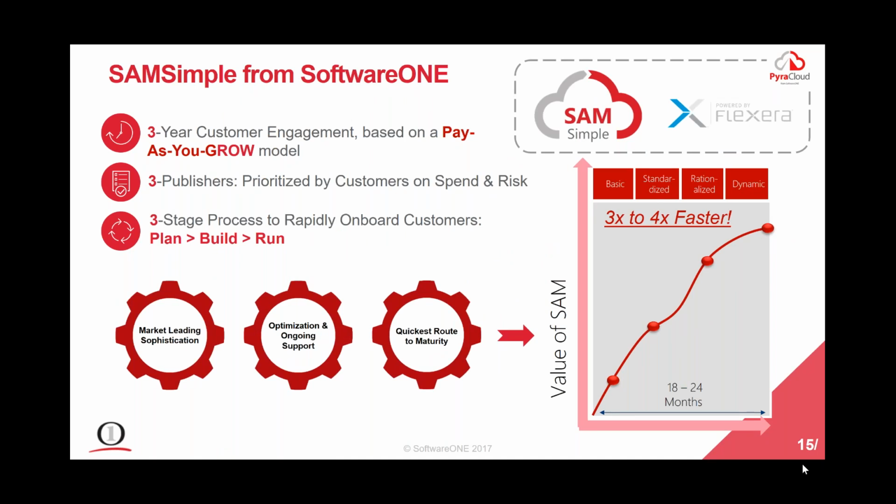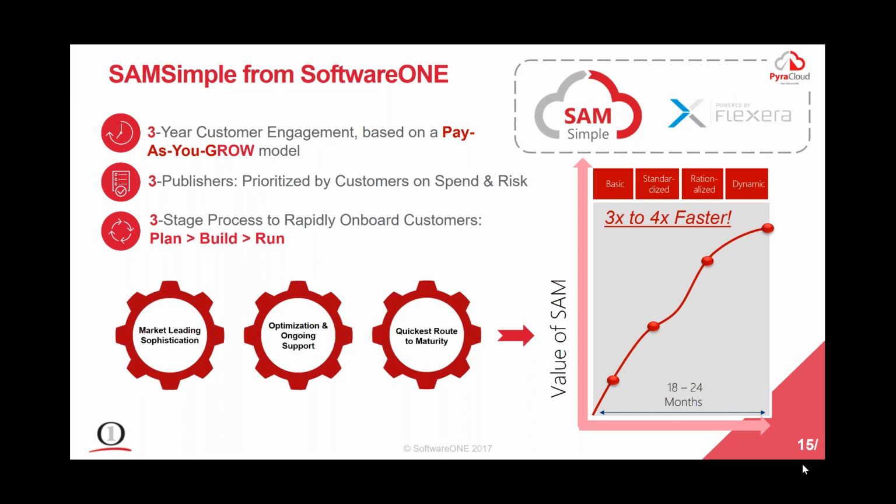So SAMSimple is a 3-year managed service, and as I mentioned, that's paid for on a pay-as-you-grow model. So based on the number of devices that are in your organization. The second 3 is the number of publishers. So there are 3 publishers in scope for SAMSimple.